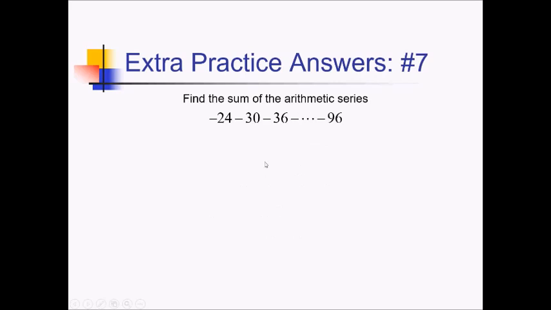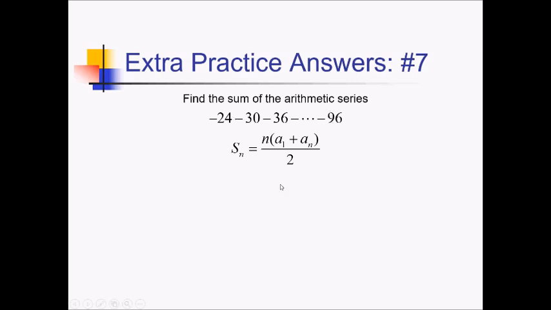On this one, we're trying to find the sum of the arithmetic series that begins with negative 24 and ends with negative 96 and a whole bunch of terms in between. So let me start with my general formula, n times a1 plus an over 2. Now, in terms of what I already have, I know the first term, that's negative 24. Last term, a sub n is negative 96, but I don't know how many of these terms there are.